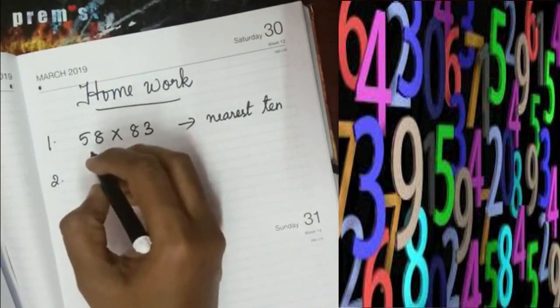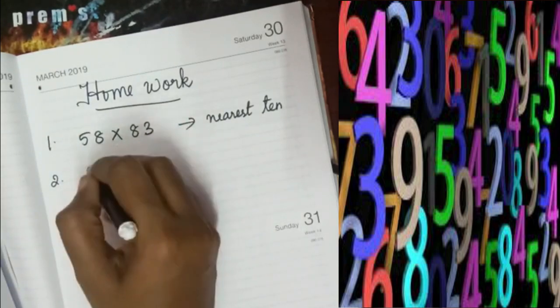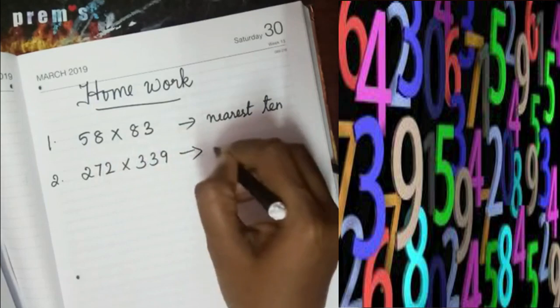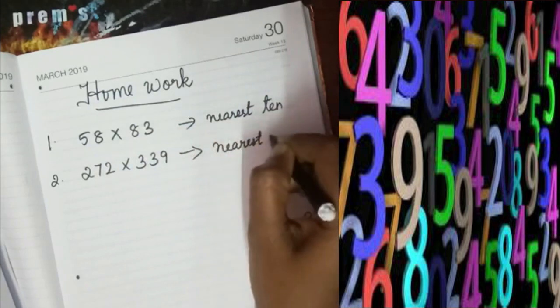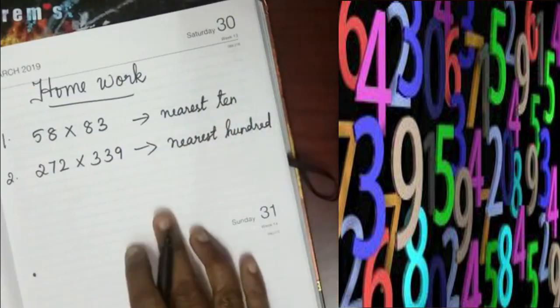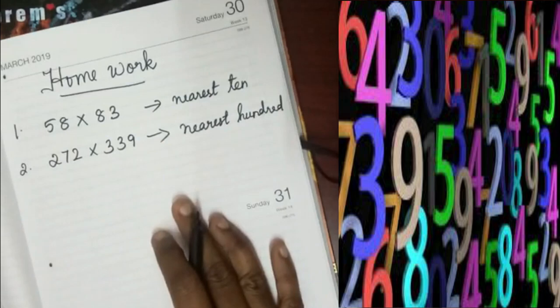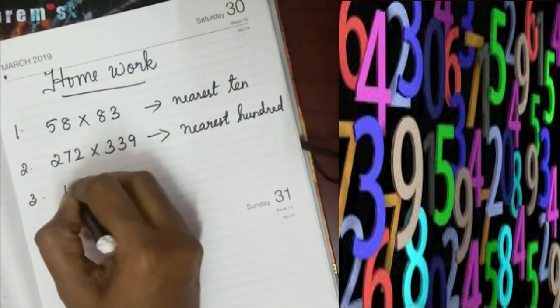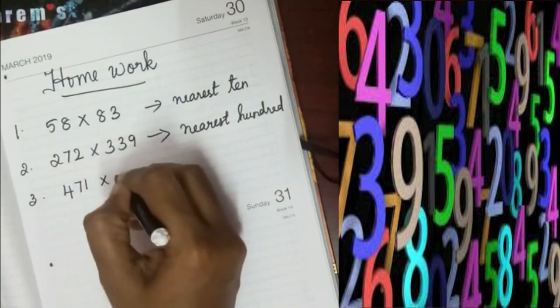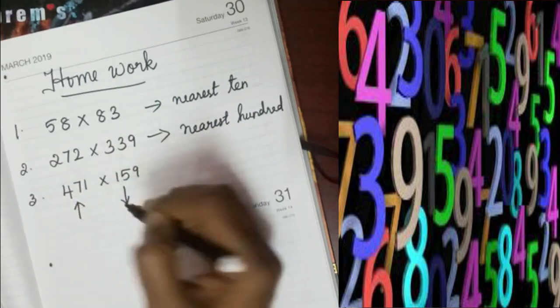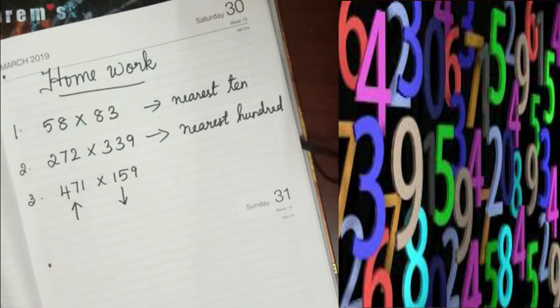Okay. Next sum is nearest 100. 272 into 339. This is nearest 100. You have to round it off to the nearest 100 and then you should multiply. Okay. Next is upwards and downwards. First number 471 and the second number 159. First number is upwards, second number is downwards, and then you should multiply. Did you all understand?